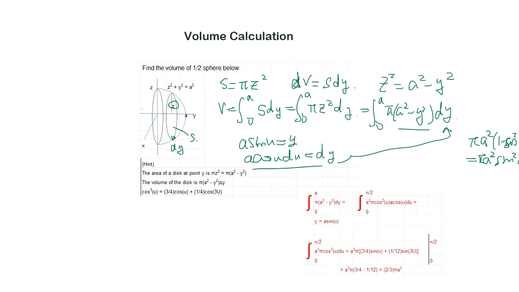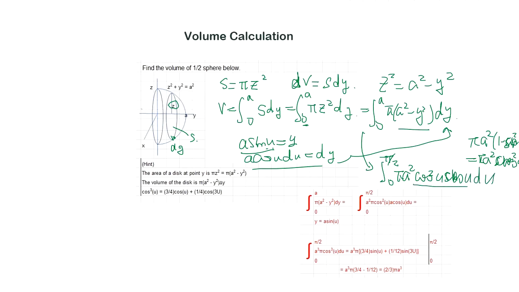Oh, sorry, this is sine, so it's a cosine. Okay, so this is going to be, since you change to this, when this is 0, it's 0. It could be 1, so it could be pi over 2, right? And pi a square cosine square u cosine u du.